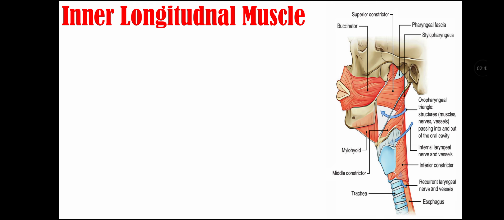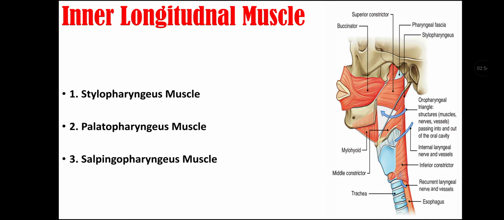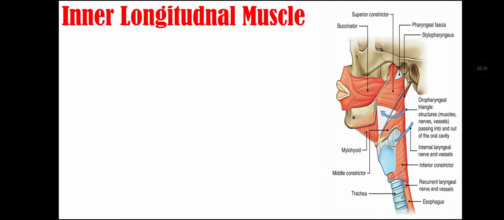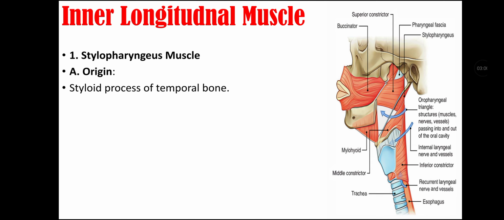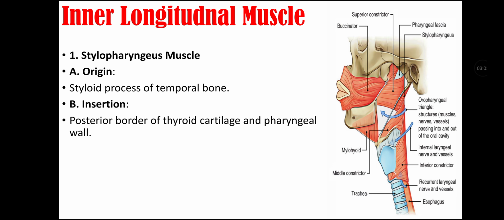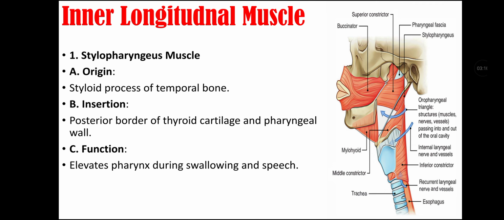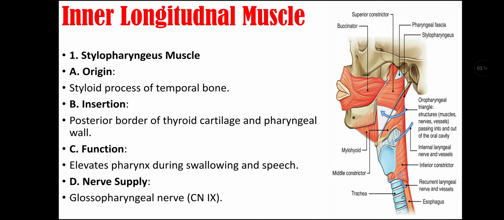Now let's talk about inner longitudinal muscles of pharynx. Inner longitudinal muscles of pharynx include stylopharyngeus muscle, palatopharyngeus muscle, and salpingopharyngeus muscle. First we have is stylopharyngeus muscle. It originates from styloid process of temporal bone. It is inserted into the posterior border of thyroid cartilage and pharyngeal wall. Its function is that it elevates pharynx during swallowing and speech, and its nerve supply is by glossopharyngeal nerve.